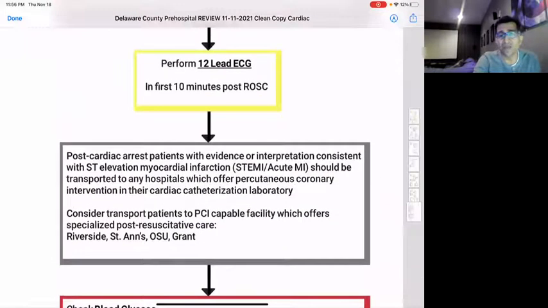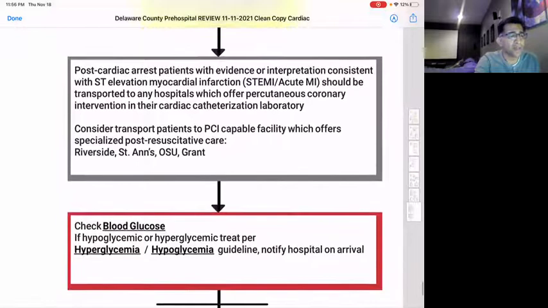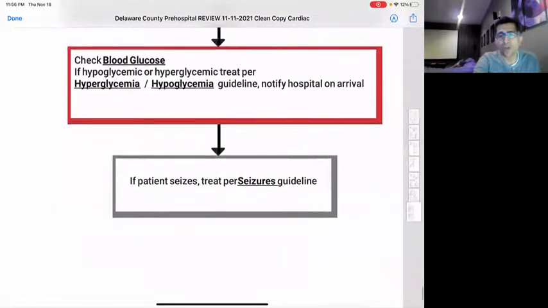Get that 12 lead. Let's define if this is a STEMI or not, because it's going to tell us where we want to go. We need to know if that has a STEMI or not. And from there, post-arrest patients with evidence or interpretation consistent with a STEMI should be transported to any hospital. And with that being said, if you have somebody who is VT/VF arrest and now is ROSC, you can almost consider them a STEMI till proven otherwise, right? And so get them to a PCI capable facility.